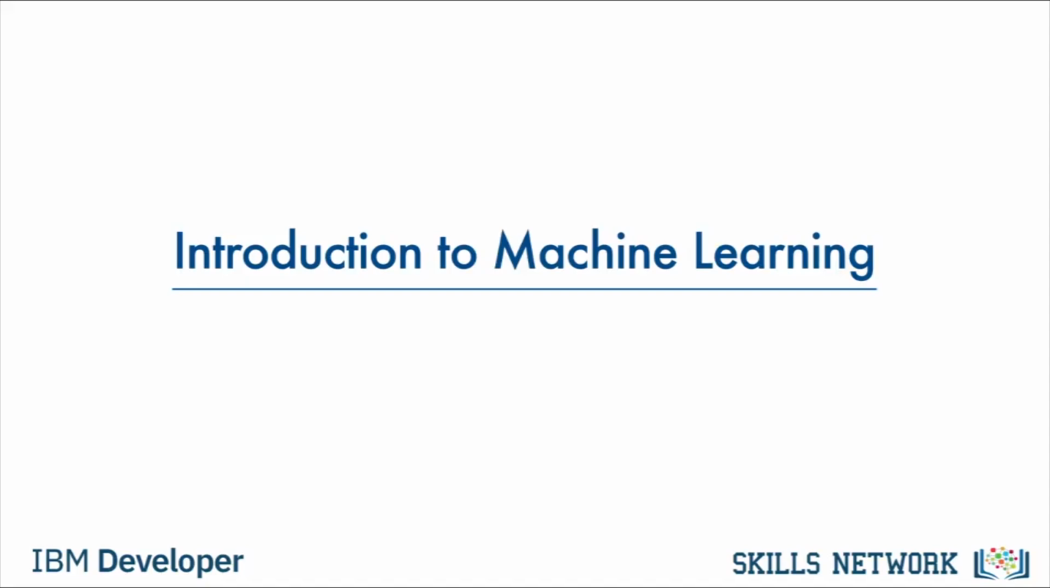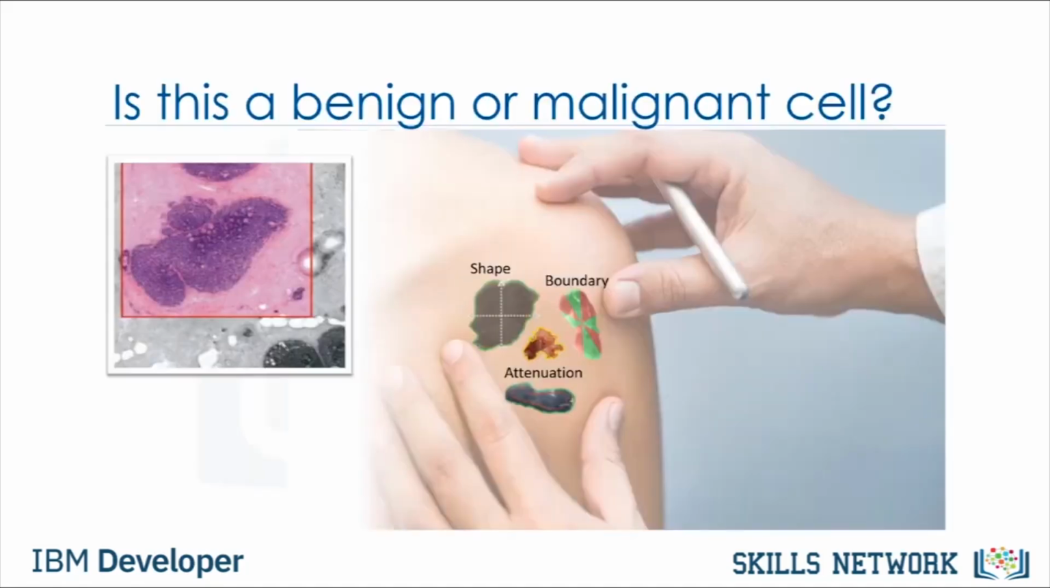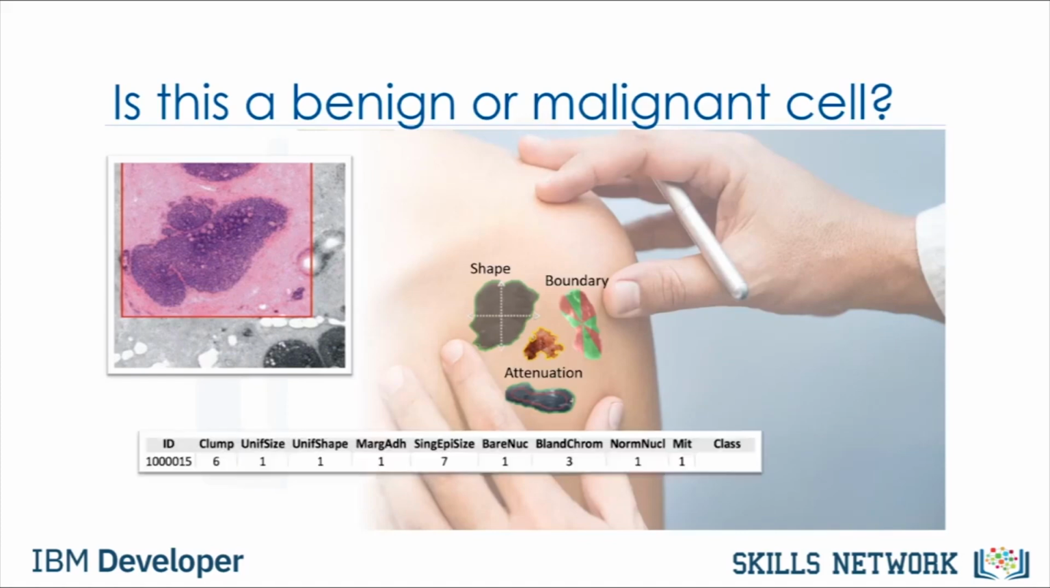Hello and welcome. In this video, I will give you a high-level introduction to machine learning. So let's get started. This is a human cell sample extracted from a patient, and this cell has characteristics. For example, its clump thickness is 6, its uniformity of cell size is 1, its marginal adhesion is 1, and so on. One of the interesting questions we can ask at this point is: is this a benign or malignant cell?